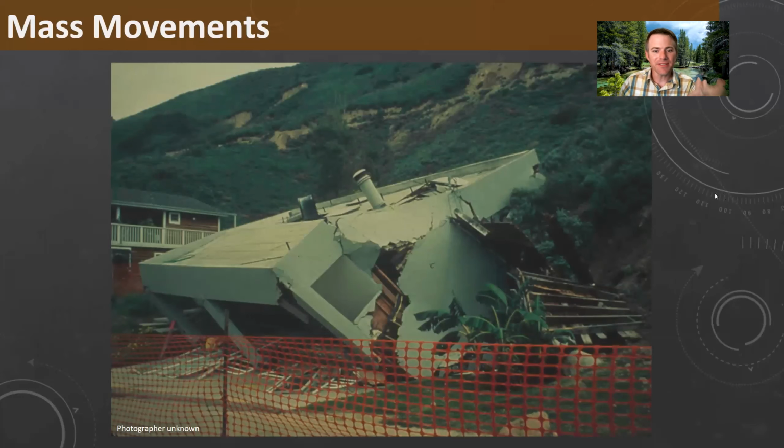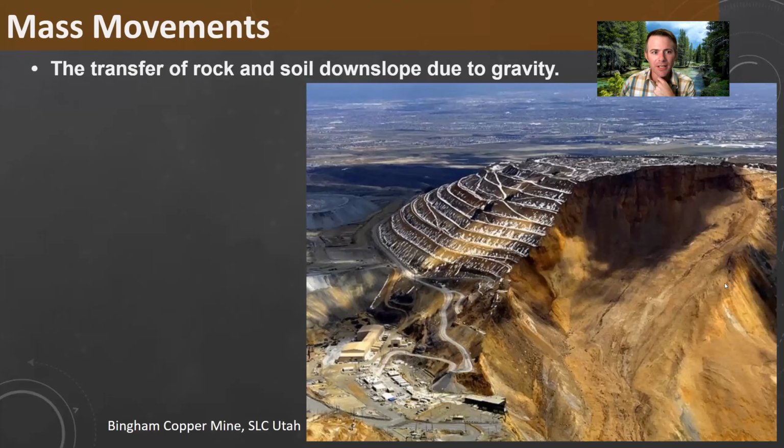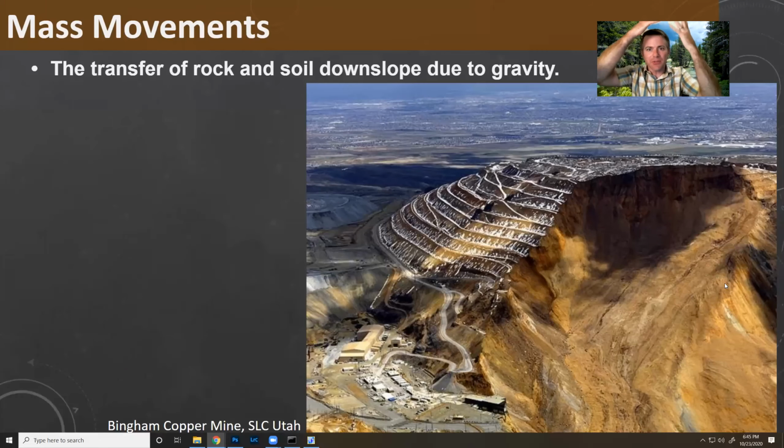So that brings us to mass movements. Let me show you what all these things have in common, which you guys have pretty much nailed on the head already, but we're just going to formalize it right now. So what is a mass movement? It's just the transfer of rock or soil downslope due to gravity. So landslides, rock slides, rock falls, creep, slump, things like that, they're all types of mass movements, but the names specifically call out the way they move, okay?